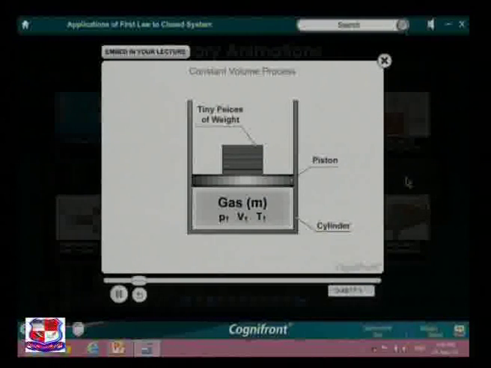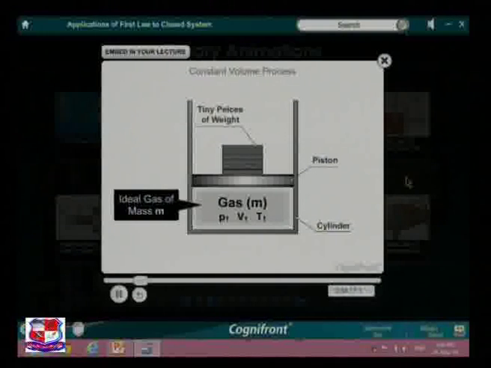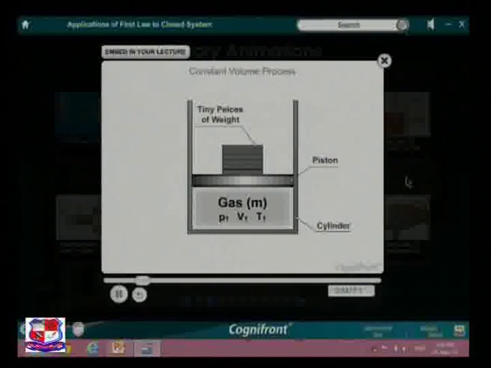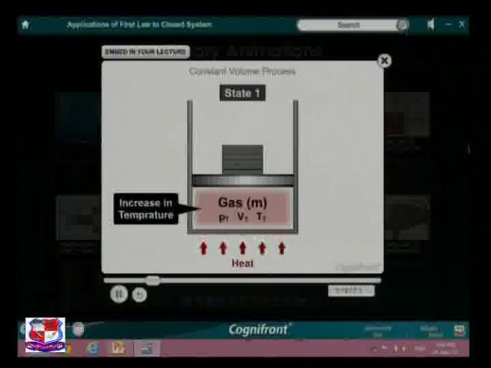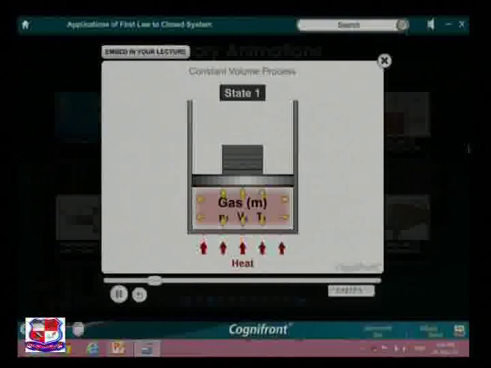Observe a piston cylinder consisting of an ideal gas of mass m. Let the pressure applied be P1 and temperature be T1. Volume occupied by this gas is V1. Now, if we apply heat to the gas, its temperature will increase, whereas the gas inside the cylinder will try to expand. Now, in order to apply the constant volume process, we have to increase the pressure on the gas by adding weights on the piston.